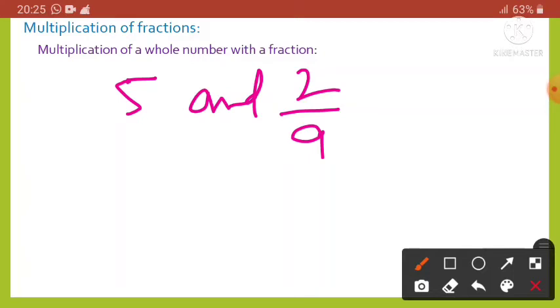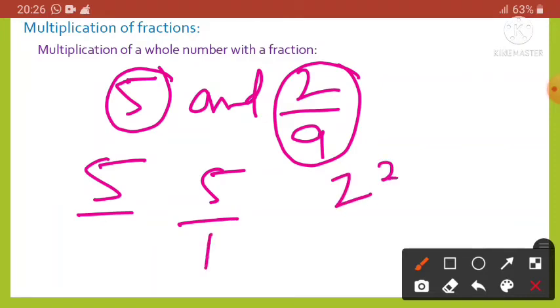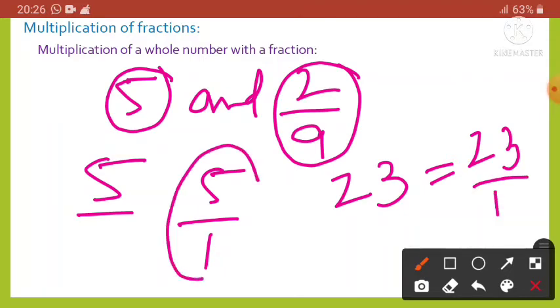Now we are discussing multiplication of fractions. Here the whole number is 5 and the fraction is 2 by 9, so we are multiplying a whole number with a fraction. How to do this? Write the whole number in fraction form first. We know 5 can be written as 5 by 1. If we have the number 23, we can write it as 23 by 1. We can write any whole number as a fraction that way.